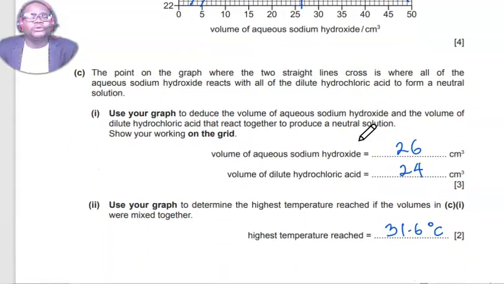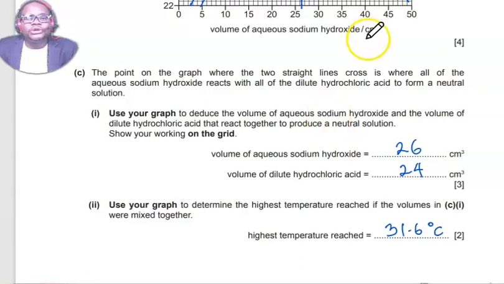Okay, so let's answer the question that follows. The point on the graph where the two straight lines cross is where all the aqueous sodium hydroxide reacts with all the dilute hydrochloric acid to form a neutral solution. So please watch out for these. It says use your graph. That means you're going to use the graph to get these readings that we have here, to deduce the volume of aqueous sodium hydroxide and the volume of dilute hydrochloric acid that react together to produce a neutral solution. So show your working on the grid.